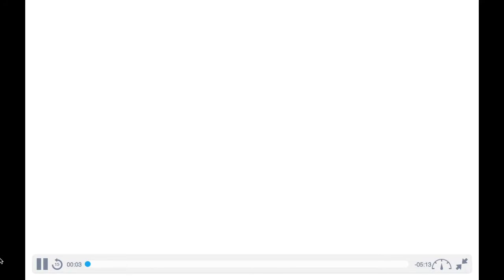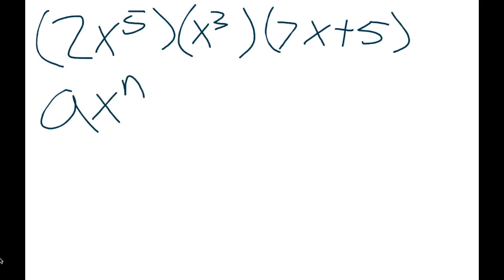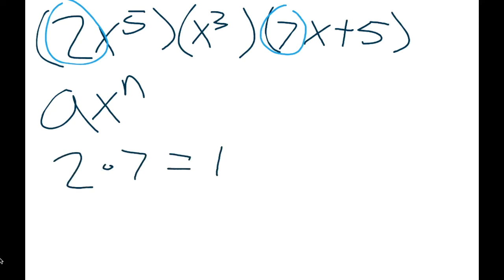In our next problem, we're going to be looking at 2x to the 5th times x to the 3rd times 7x plus 5. The first thing we have to do is find the term of highest degree, which we know is ax to the n. In order to find the term of highest degree, we have to multiply our coefficients, which in this case are 2 and 7. 2 times 7 equals 14. So we know that's the beginning of our ax to the n, so 14 is our a.